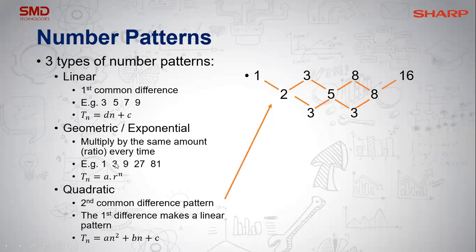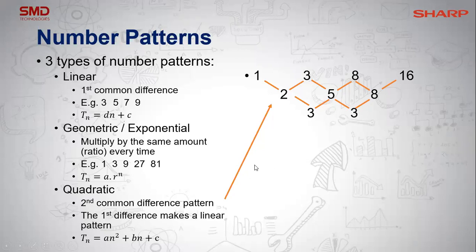For our geometric and exponential ones, it's what we multiply or divide by each time. So here we can see we're multiplying by 3. A is always your first term, and then R is what you're multiplying by. So if you're dividing, your R just becomes a fraction. If we were dividing by 3, going in this direction, it would just be 1 over 3. Then our formula here would be 1 times 3 to the power of n.